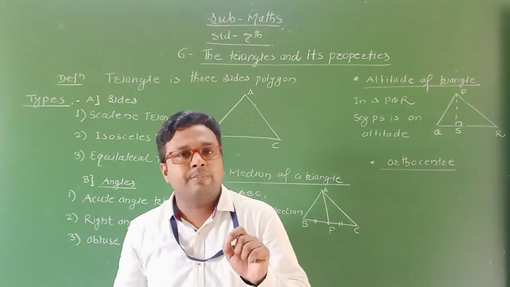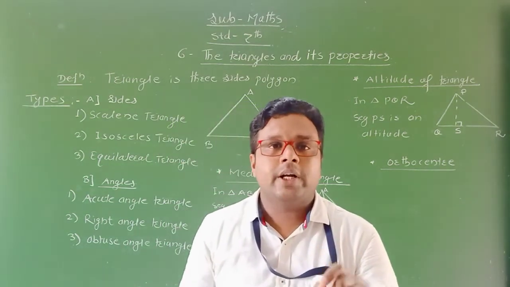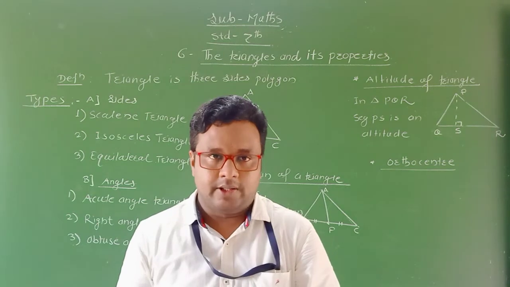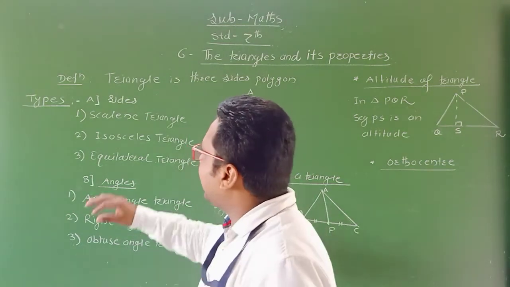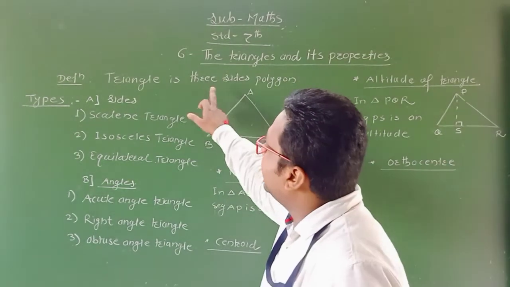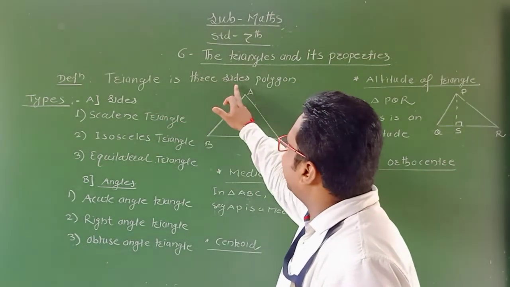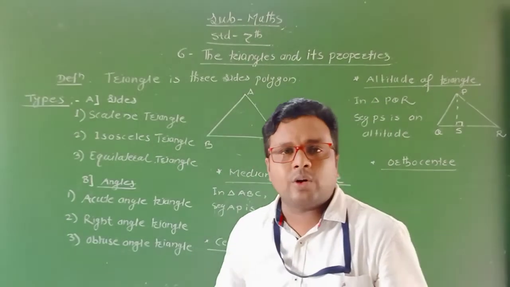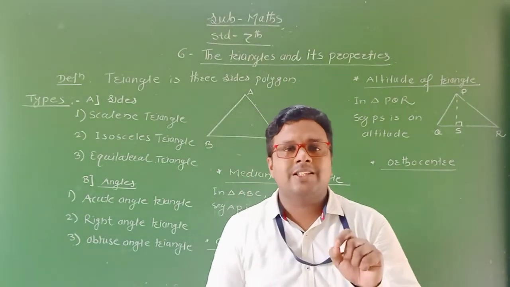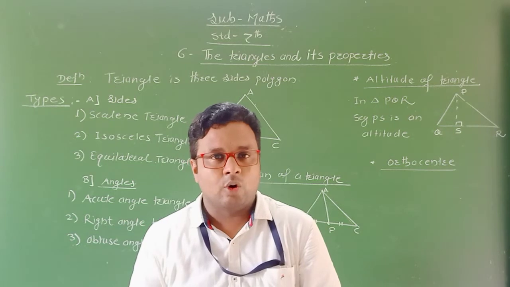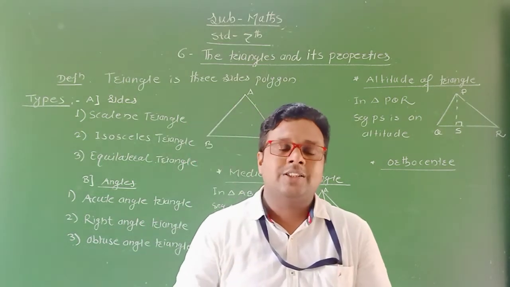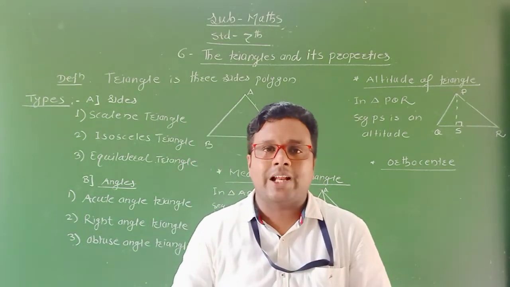Triangle is the simple closed figure made up of three line segments. This is called a triangle, or in short we can write the definition for the triangle. Triangle is a three-sided polygon. We know what a polygon is? Polygon is the simple closed figure made up of line segments. Okay, and triangle is also a simple closed figure made up of line segments.